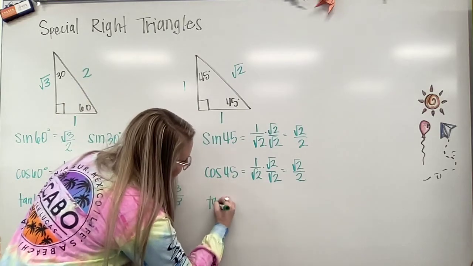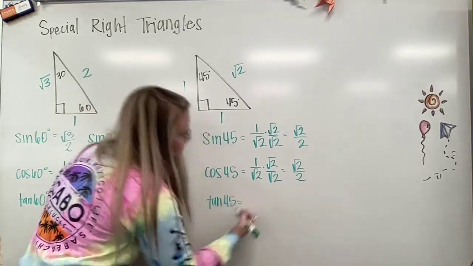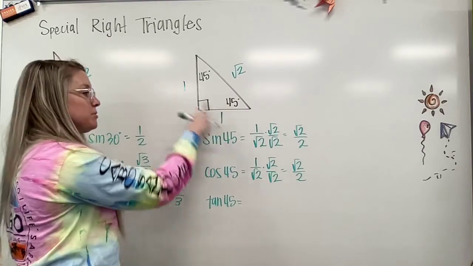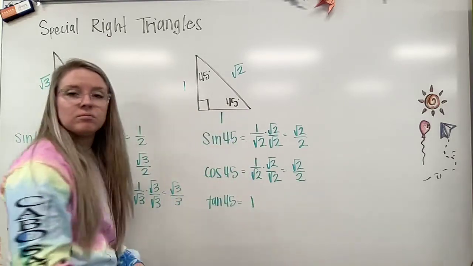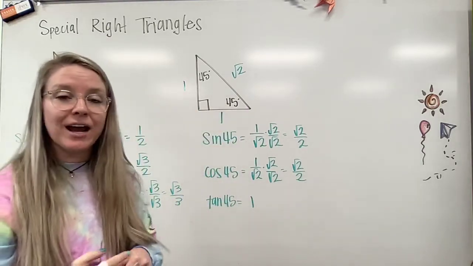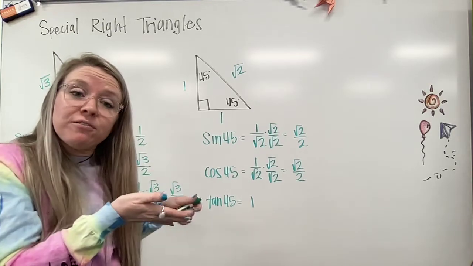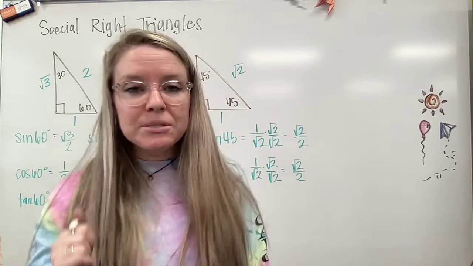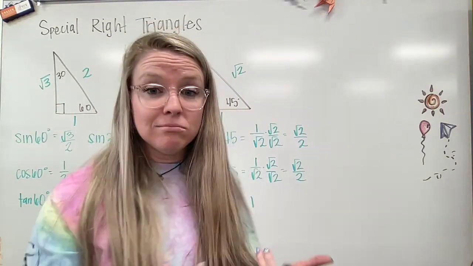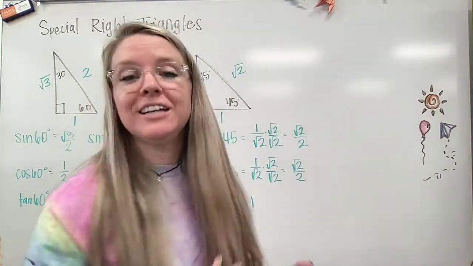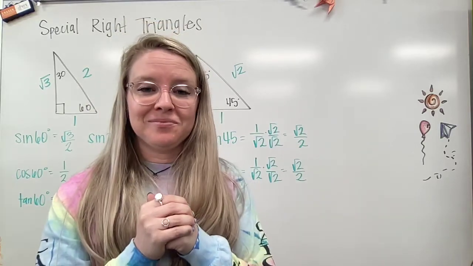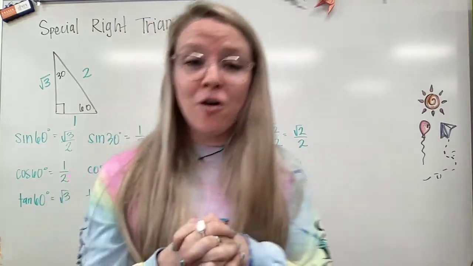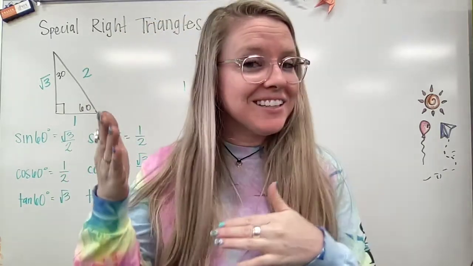Last one, tangent of 45. We're looking at opposite over adjacent. No matter how big or how small that triangle is, if it's a 45, 45, 90, that means it's isosceles, which means the opposite and adjacent are always equal. So tangent of 45 is always 1. Okay, hopefully it makes sense. If you got questions, let me know.